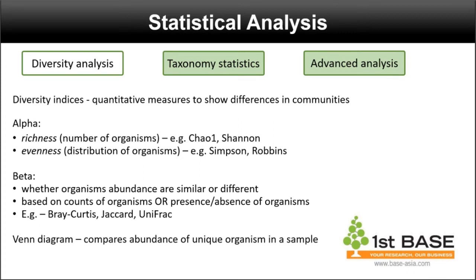For alpha, usually you can see these words in any amplicon reference paper, which are richness and evenness. Richness is to check the number of organisms, how many different organisms you can find in your sample. For example, we have Chao1 calculation or Shannon. And for evenness, we want to see how these organisms are distributed along your samples. For example, we have Simpson's or Robbins.